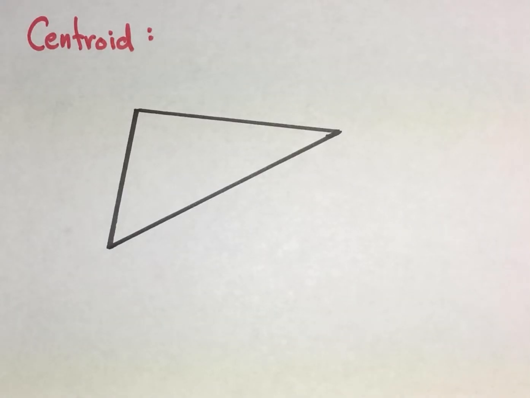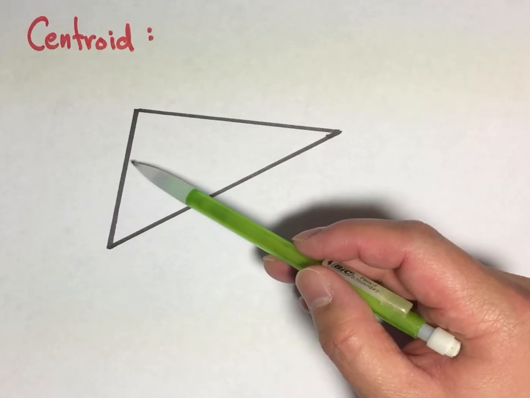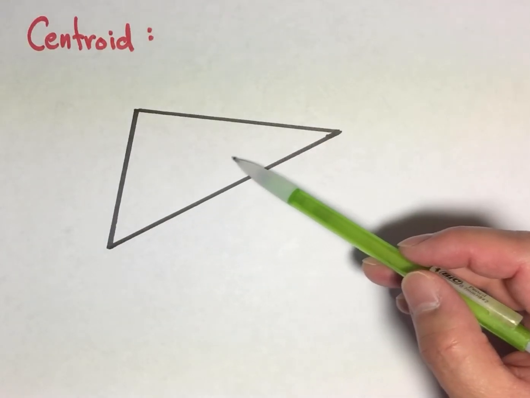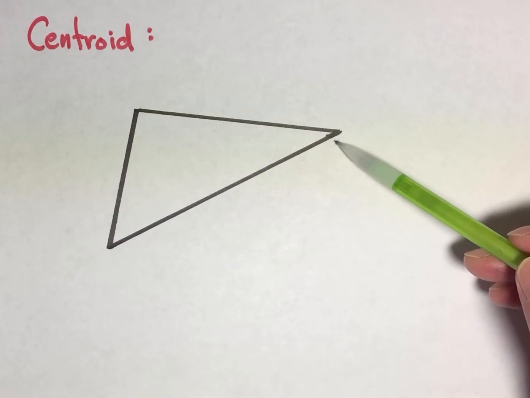Teacher Chang here, and today we're going to take a look at a point of concurrency called the centroid of a triangle. Now, the centroid of a triangle is formed by three medians from that triangle, and a median is created by taking the midpoint of one side and connecting it to the opposite angle, so it's the angle on the other side.